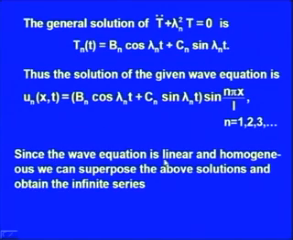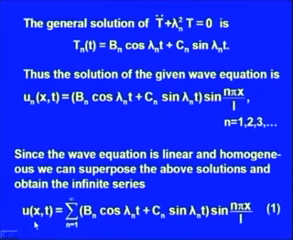Now, since the wave equation is a linear partial differential equation of second order and it is homogeneous, we can superpose the above solutions and obtain the infinite series u(x,t) = sum from n equal to 1 to infinity of (B_n cos λ_n t + C_n sin λ_n t) sin(nπx/L). Let us call it equation number 1.